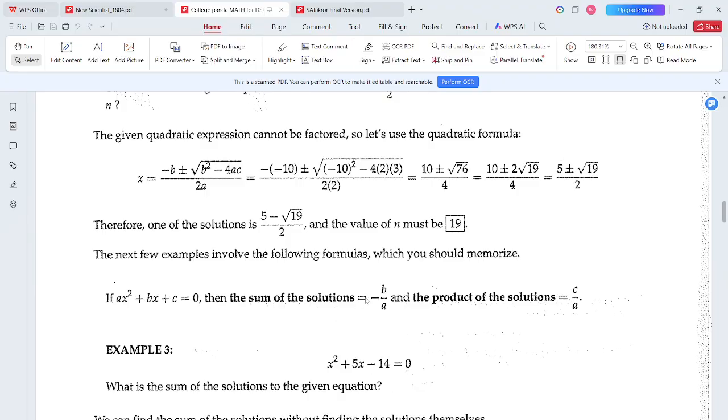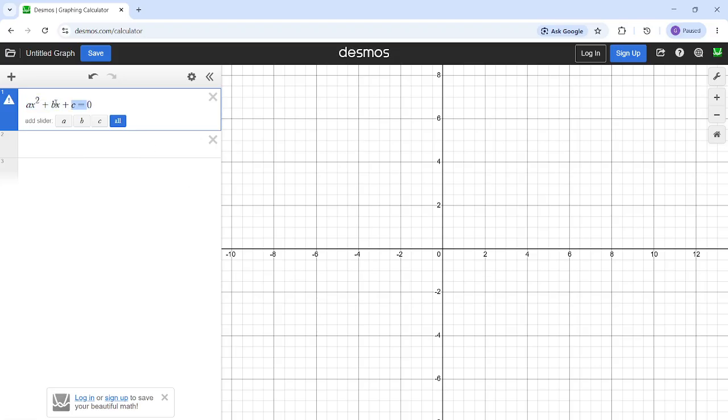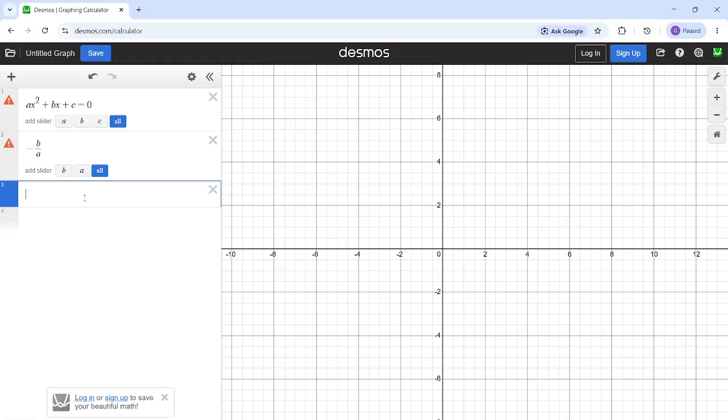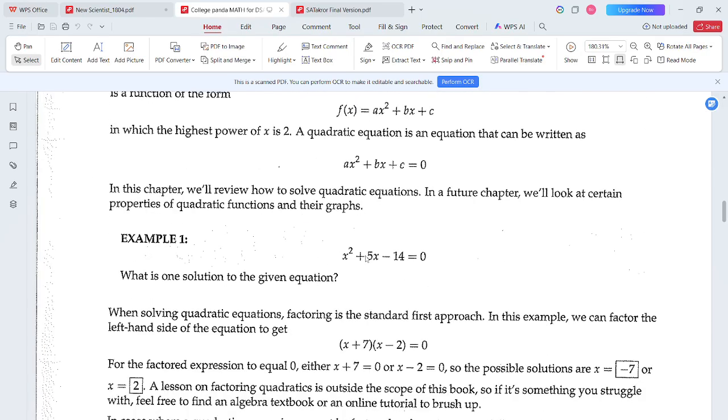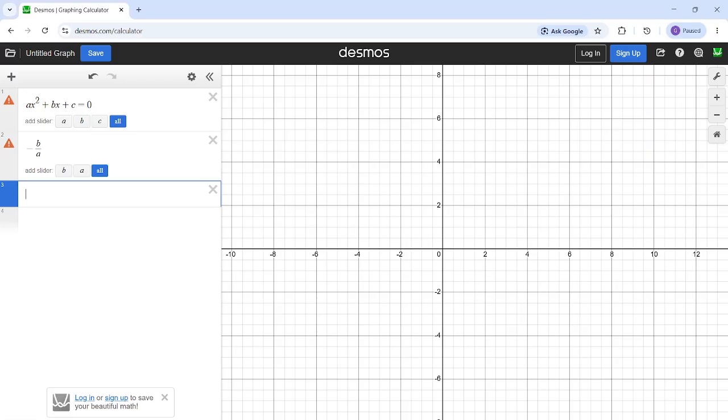And the formula is -b over a. So if you have this equation, you could just get -b and divide it by a, and you will get the sum of solutions directly. Not one solution, not two solutions, but the sum of all solutions possible directly. For example, let's see an example. In this question, x squared plus 5x minus 14.